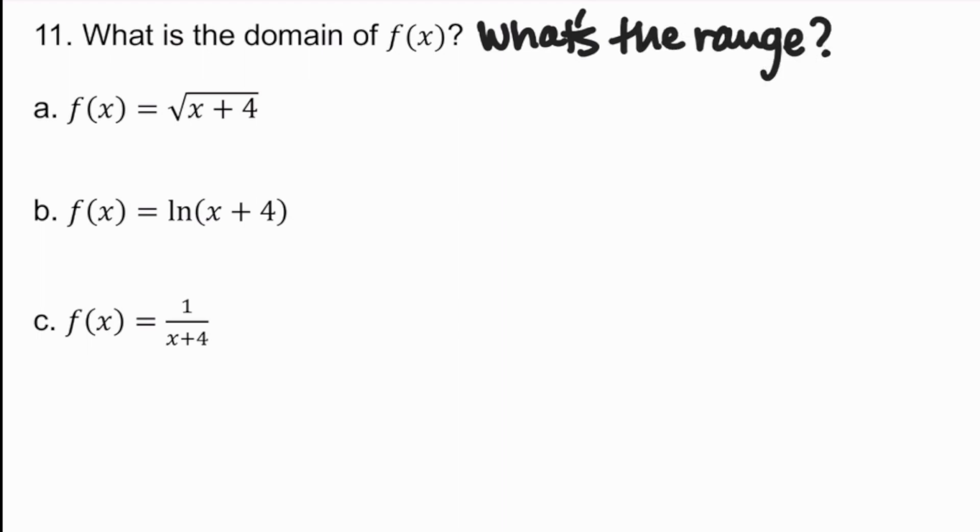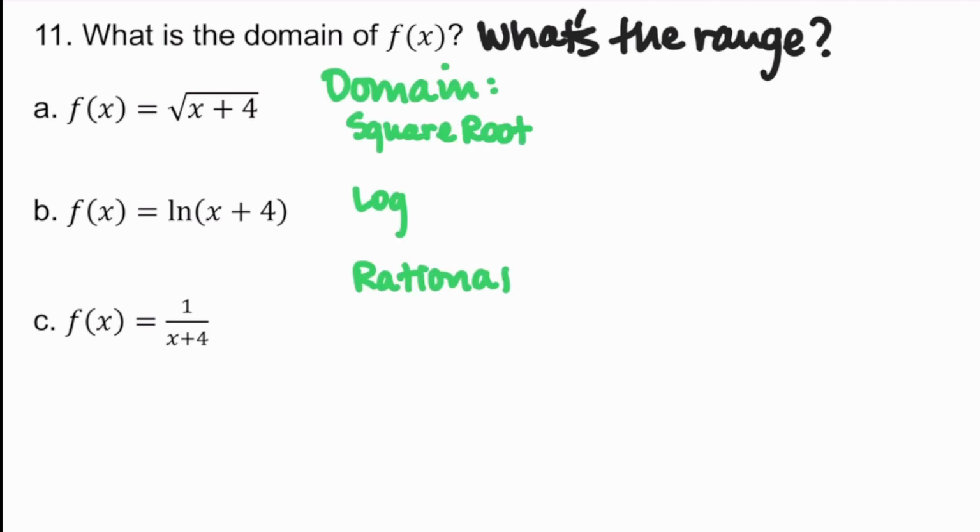Ask what's the range also. And I think what I need to remind you is the domain and range rules for square root, logs, and rational functions. For a square root, like we're taking the square root of u, that's going to be defined only when u is not a negative number, so u is greater than or equal to 0.